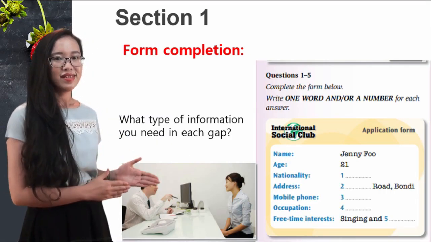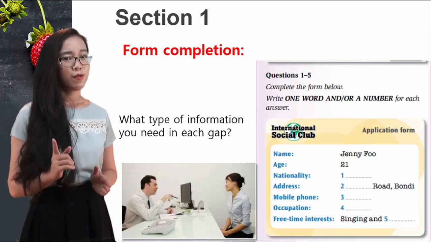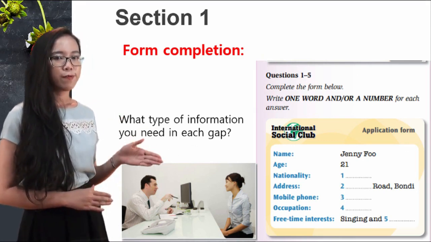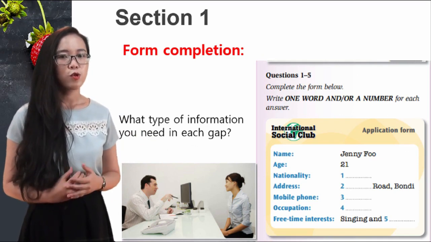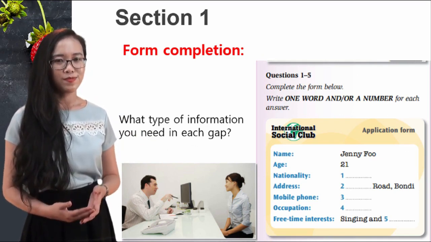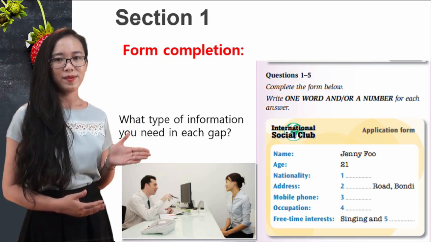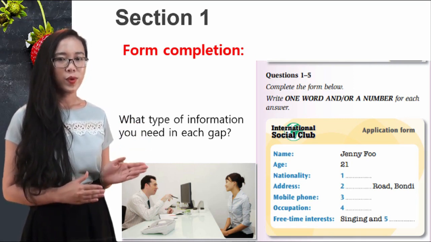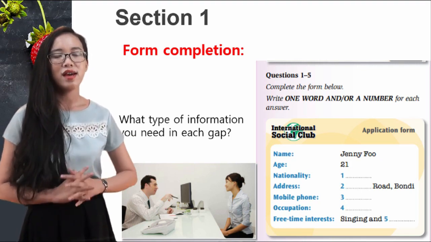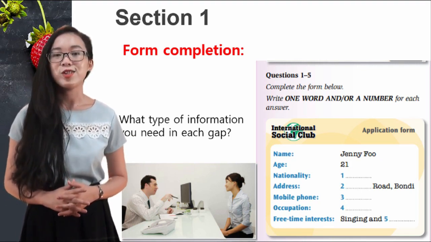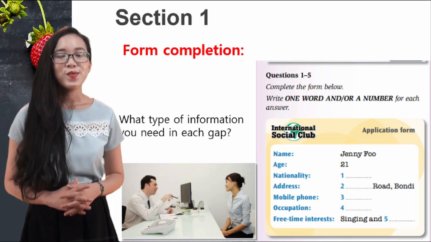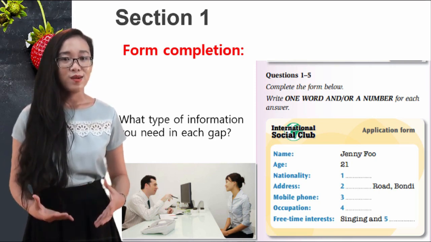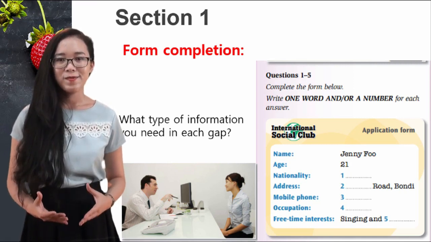Now, look at this and tell me what kind of information you need in each gap. We have this form, International Social Club application form. First, name has already been there. Next one, gap number 1, nationality. So we need a noun. Very good. We need a noun about nationality.